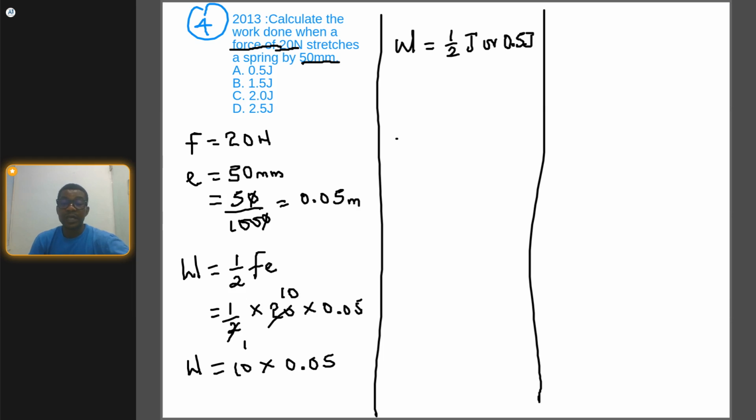0.5 joule. So you can see that the answer given, all the options are in decimal. So I cannot consider 1 over 2. I'll be considering the decimal part, which is 0.5. Checking the options, option A is the correct answer. So A is the correct answer. 0.5 joule is the correct response.